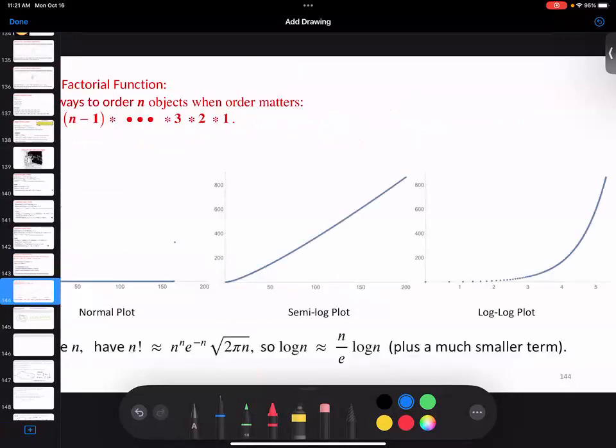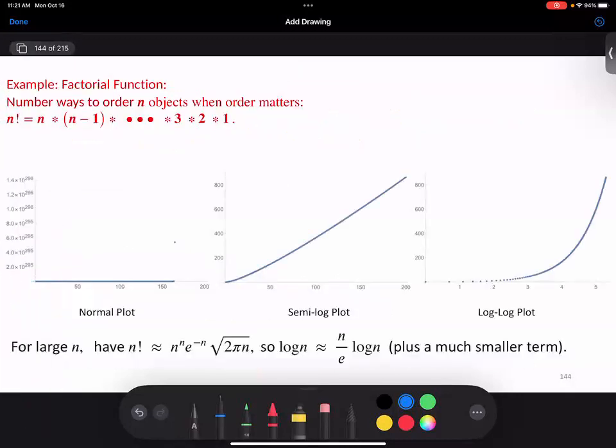And so when I'm plotting the factorial function, I love the first one. The first one is the normal plot, where I'm just plotting the factorial function, and you can see it's essentially 0, and then it just shoots up. And it's really tough to see things on a natural scale. The next is a semi-log plot. So I'm plotting n on the x-axis, and the y-axis is just the log of n factorial. And then the next one is a log-log plot.